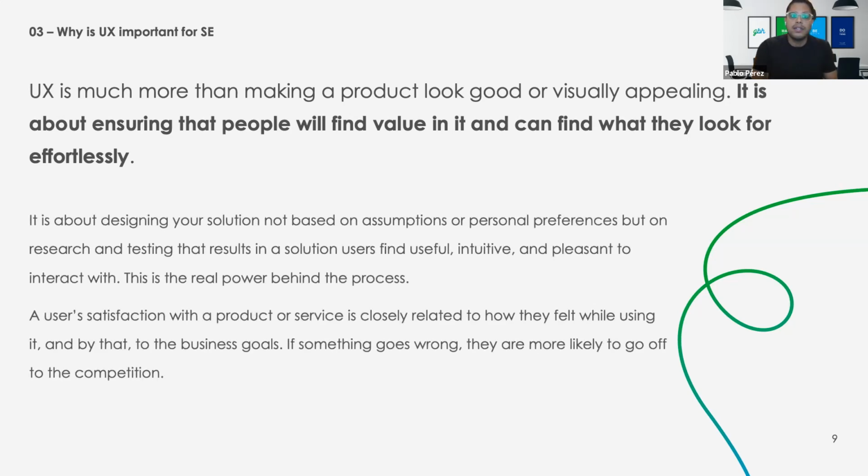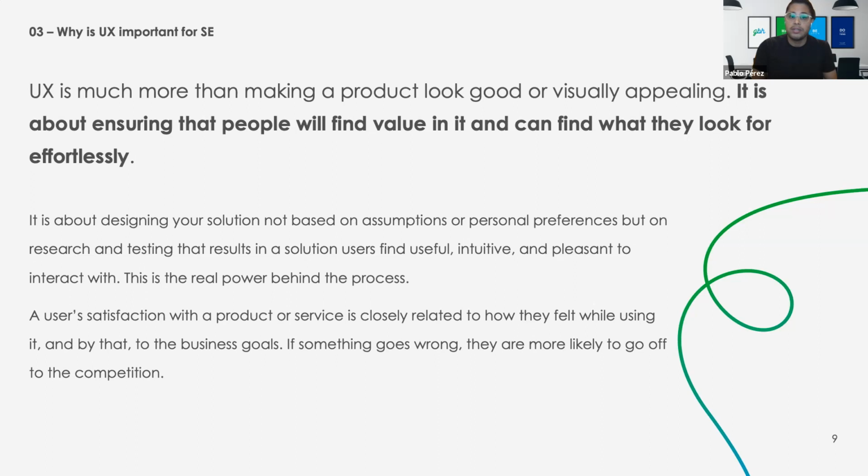UX is about designing your solution not based on assumptions or personal preferences. One of the most common mistakes in this design industry is to design something for yourself when you're not the only user. UX is about doing research and testing those results to create a solution that users find useful, intuitive, and pleasant to interact with. That is the real power behind the process and the design industry.